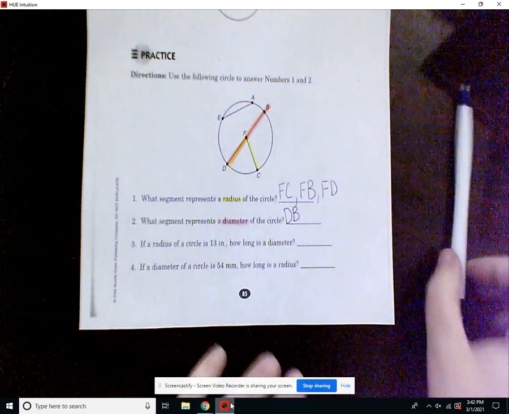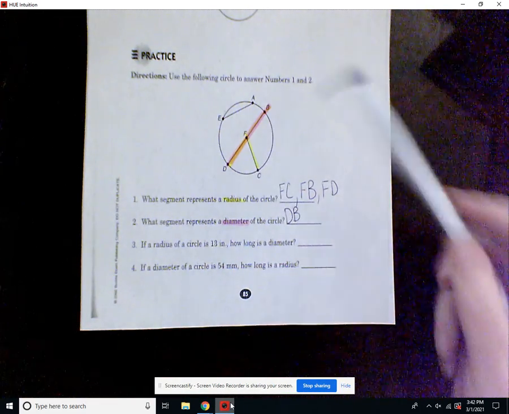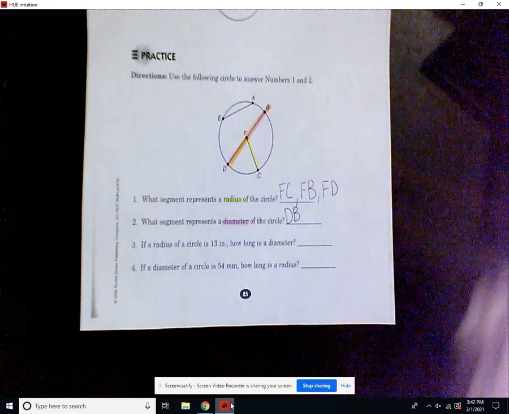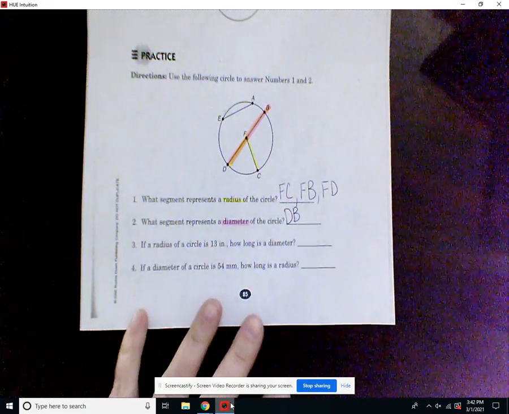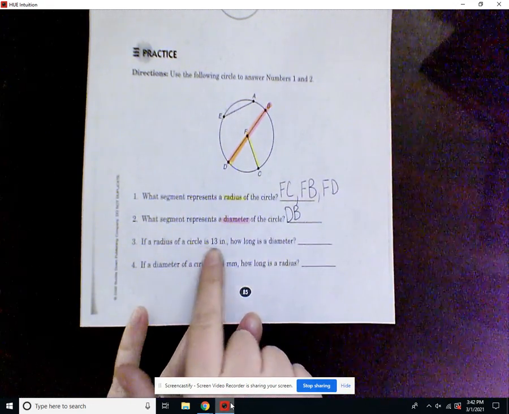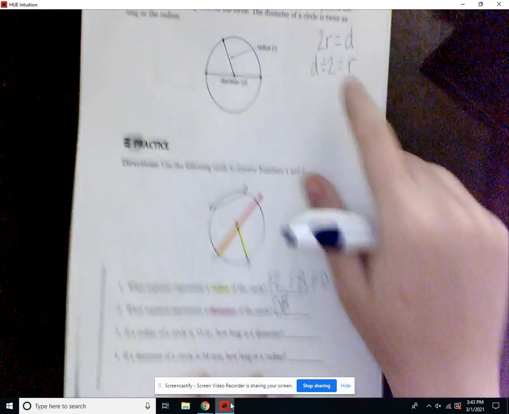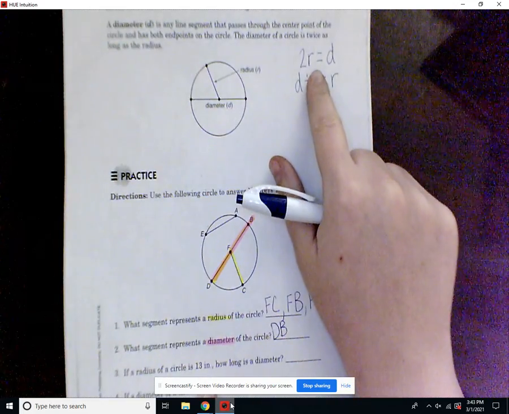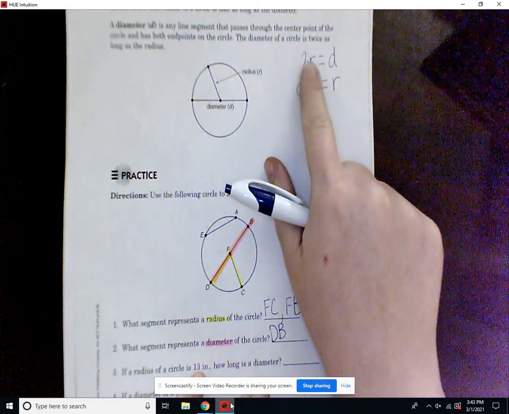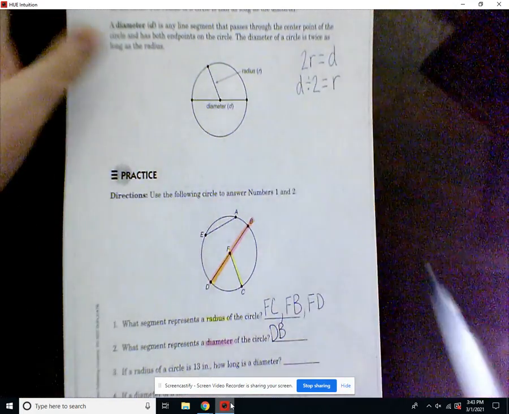And like I said, A and E is not the diameter either because it does not go through the center. It must go through the center. So if I have a circle with a radius of 3, how long is the diameter? Well, above we made some notes. If we are given a radius, we're going to times it by 2 to get the diameter.